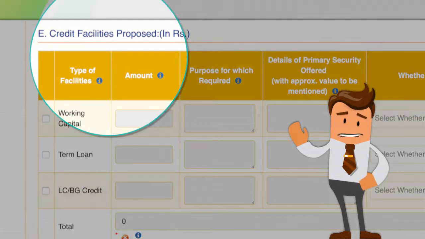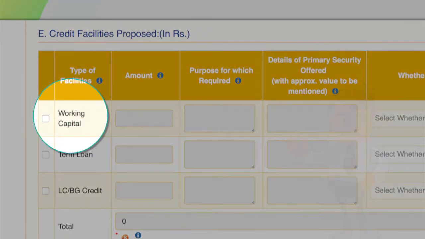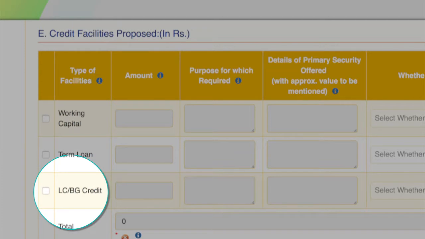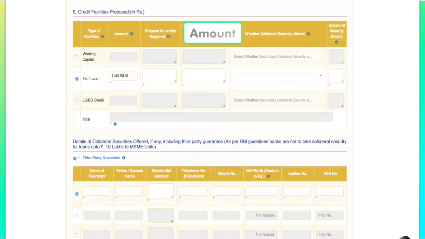Part E deals with the credit facilities that the applicant wants to avail. It is bifurcated in working capital, term loan, and letter of credit or bank guarantee credit. The applicant needs to enter the amounts corresponding to the type of facility. The applicant needs to type in the purpose for which the loan is being taken.